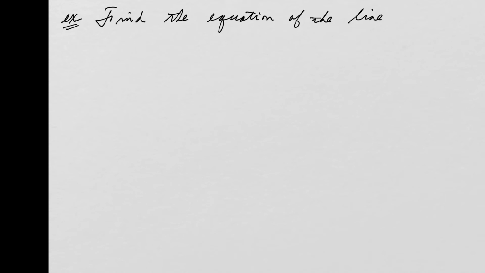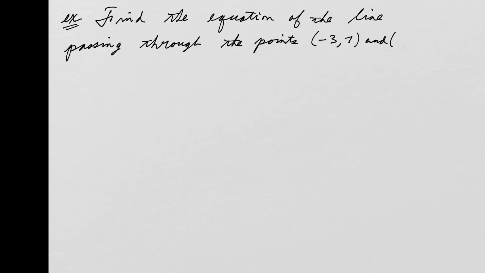Passing through the points negative 3, 7 and 3, negative 5. Okay, so again, I have to find the slope first, right?